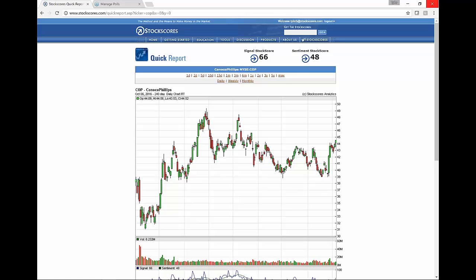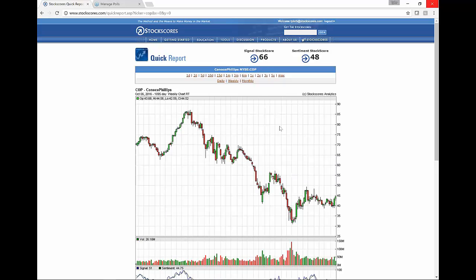Okay, this is ConocoPhillips. First thought is I'm starting to like this. It's broken its downward trend line right here. Let me take a look at the 3-year. So on the 3-year, it's been in a real nasty downward trend, but it actually broke that downward trend last week. So that's a pretty good sign. Made a little double bottom there.